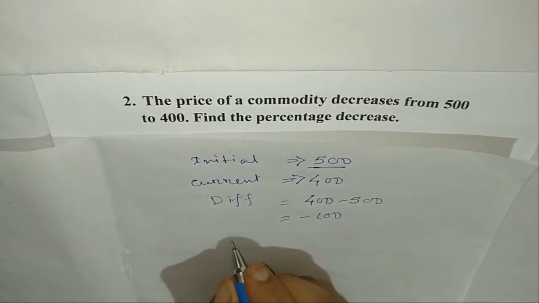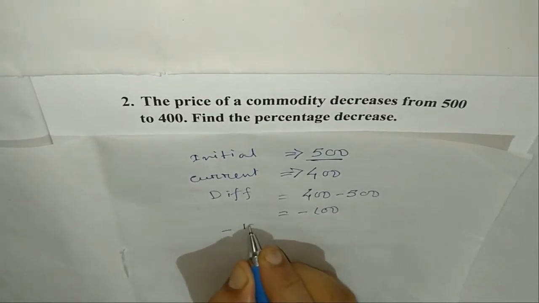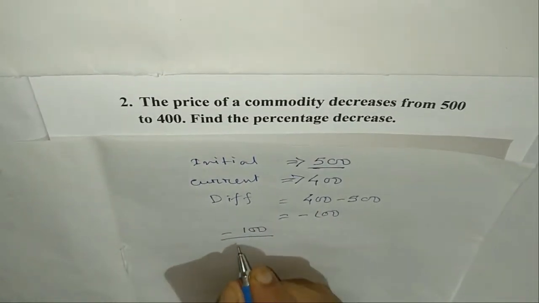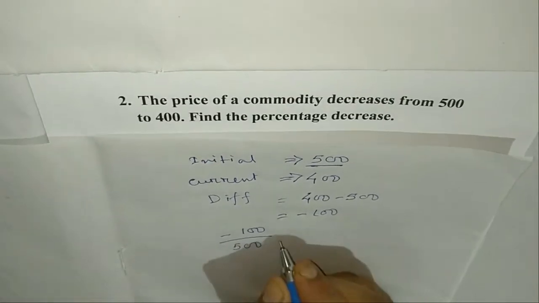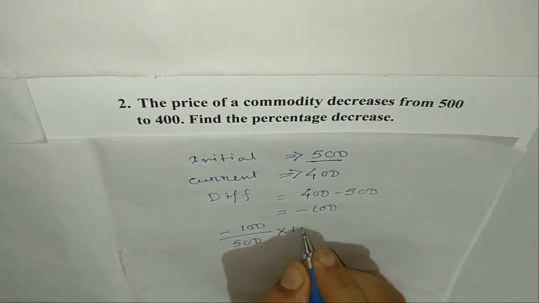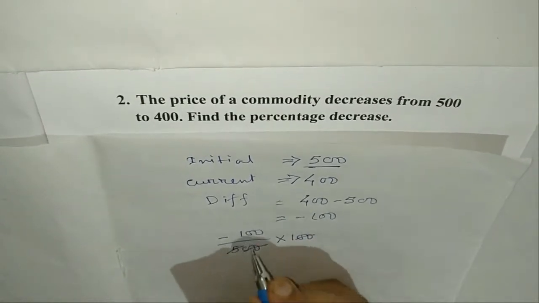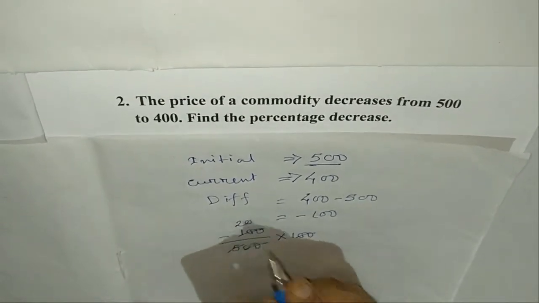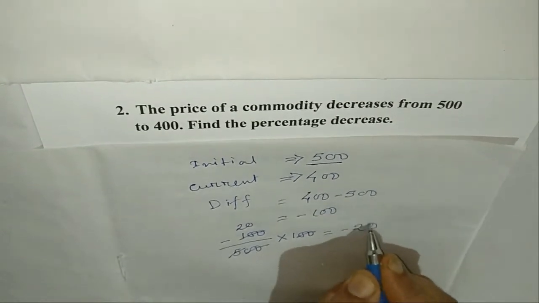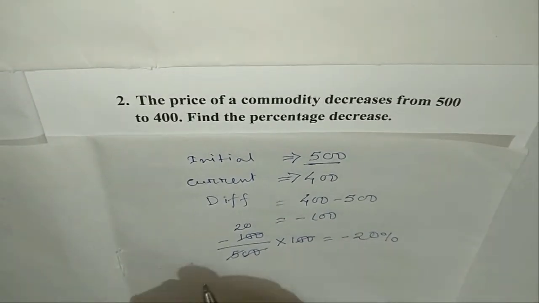So this difference will be on the top: minus 100 divided by the initial price, which is nothing but 500, and we are multiplying by 100 because it is a percentage value. So removing the zeros, 5 into 20, we will get 20. So it is coming as minus 20%. The minus is there because it is getting decreased.